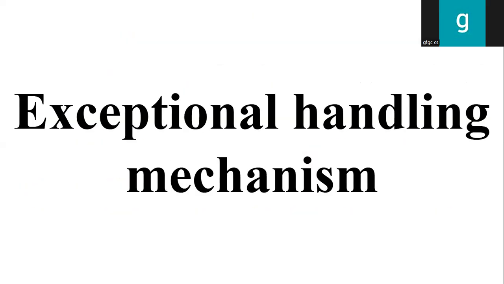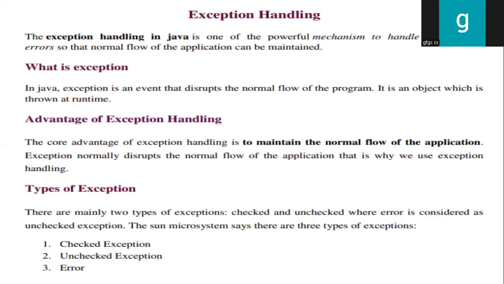Topic for this session is exception handling mechanism. Okay, exception handling. What is the exception? Exception handling is one of the powerful mechanisms in Java to handle runtime errors so that the normal flow of the application can be maintained. What is an exception? In Java, an exception is an event that disrupts the normal flow of the program. It is an object which is thrown at runtime.